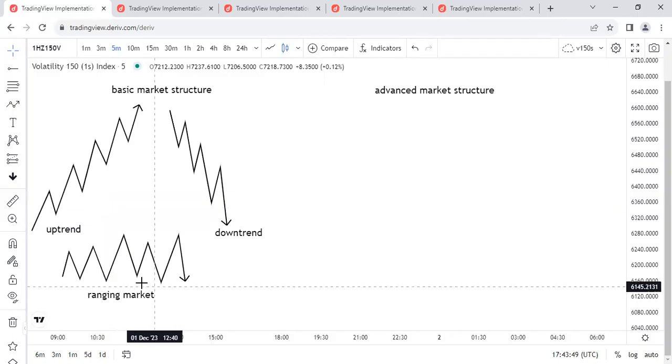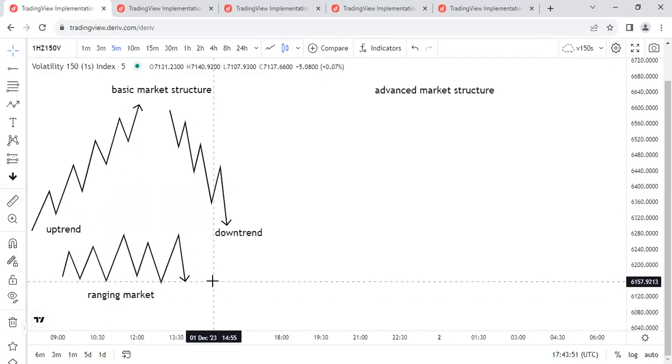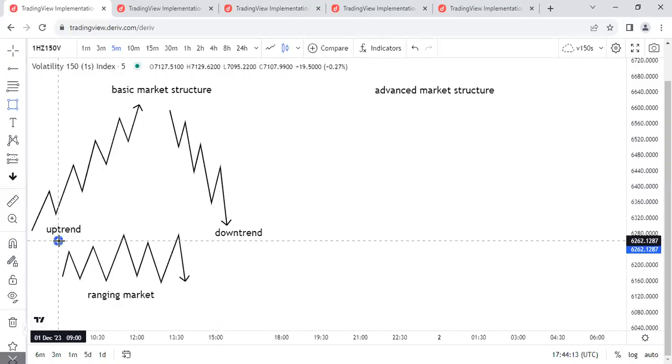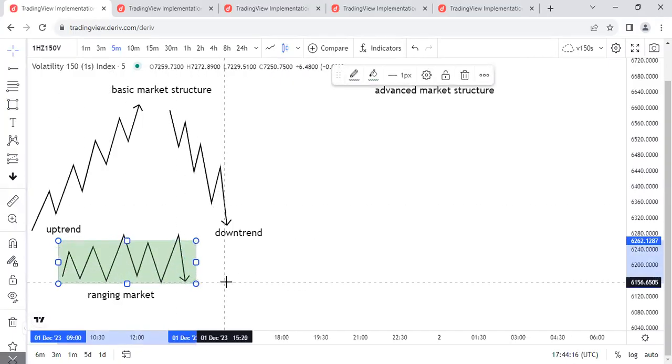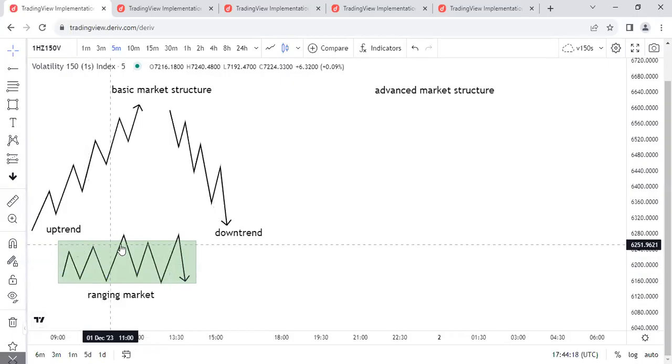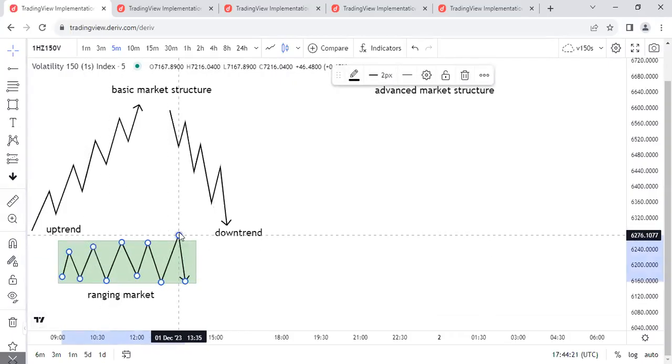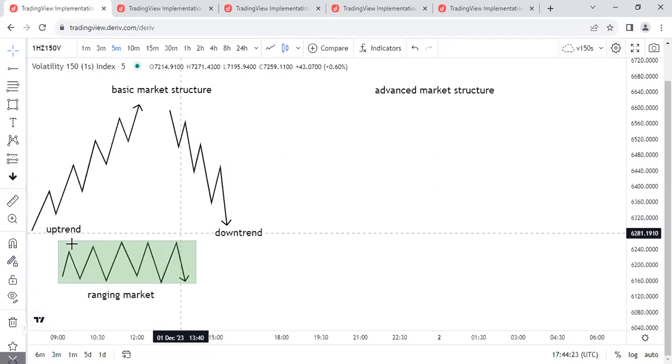Then we also have what we call a ranging market. A ranging market simply means that the buyers and the sellers are of equal ratio. Do you understand? They're of equal ratio. No one is overshadowing the other. No one is overpowering the other. So that's why the market is stagnant in a ranging market. It's just moving within a particular zone, within a particular price action. So there's no breakouts, no nothing. No one is buying more than the other. No one is selling more than the other. So it's just within this.